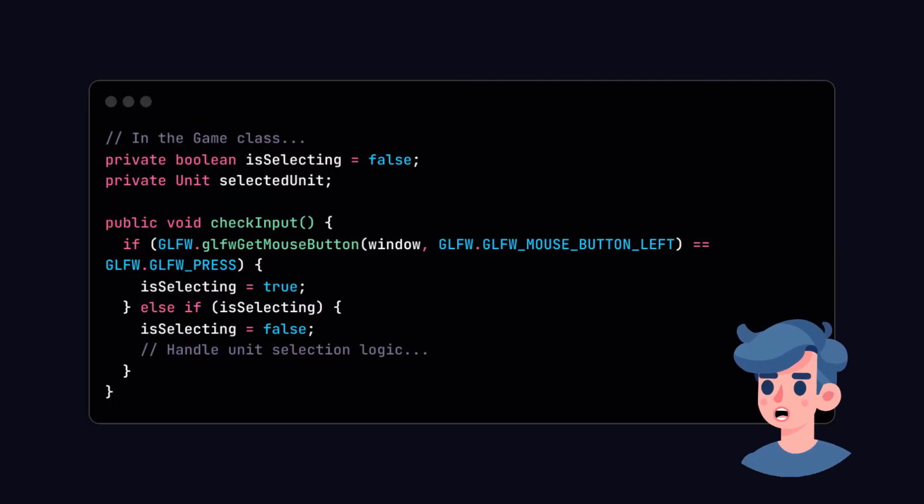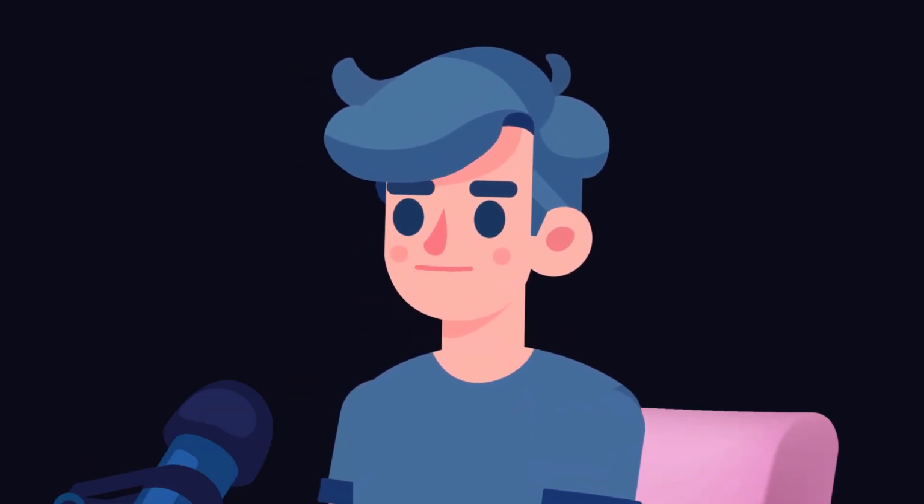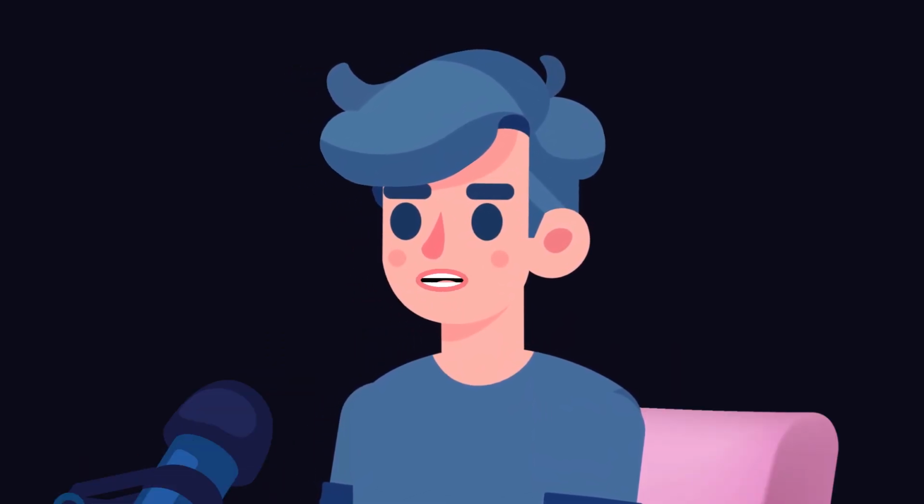Now that we have units moving around, we need to handle interactions. This includes selecting units, issuing movement commands, and basic AI behaviors. We'll tackle unit selection first. This code snippet handles mouse button input for selecting units. We can further refine this method to check if the mouse clicks on a unit and highlight the selected unit.